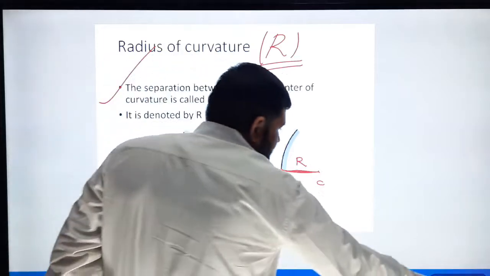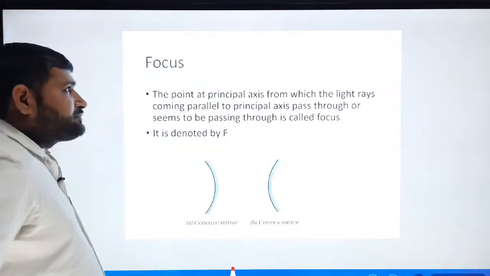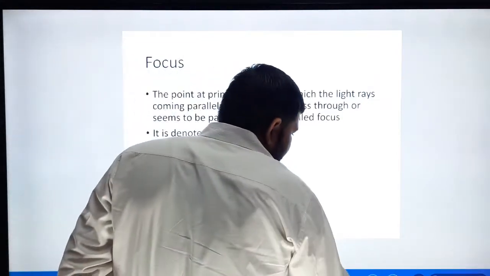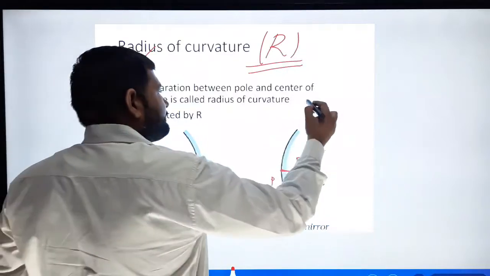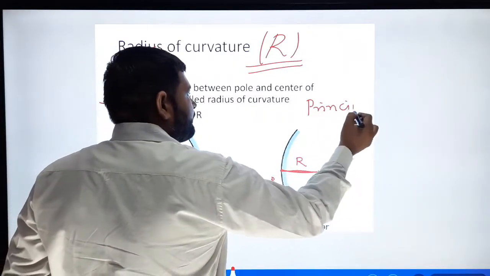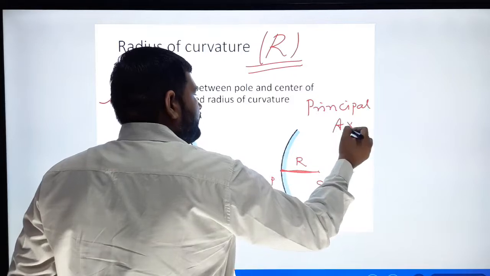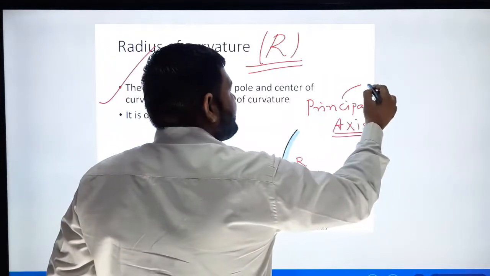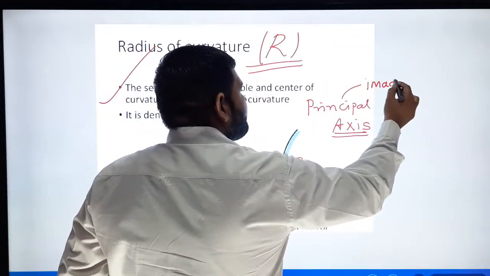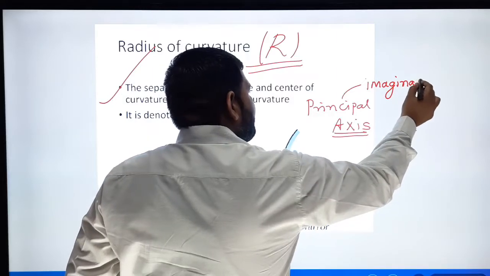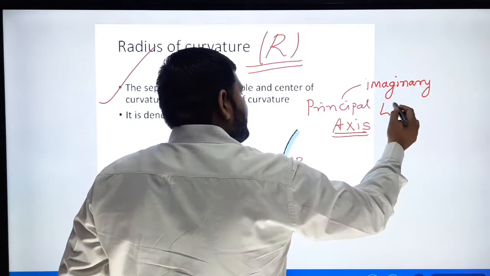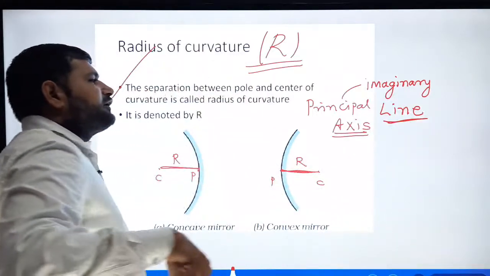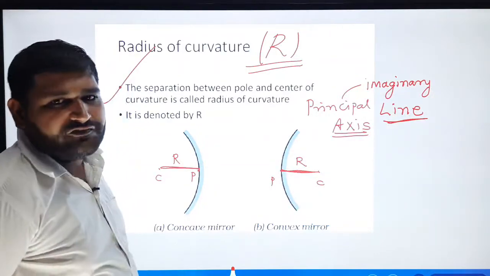Okay. Let's move on to the next definition, which is focus. But before focus, let's find out what the principal axis is. The principal axis is an imaginary line. It is not present in real. It is an imaginary line which we have constructed to understand the phenomena of reflection from spherical surfaces.